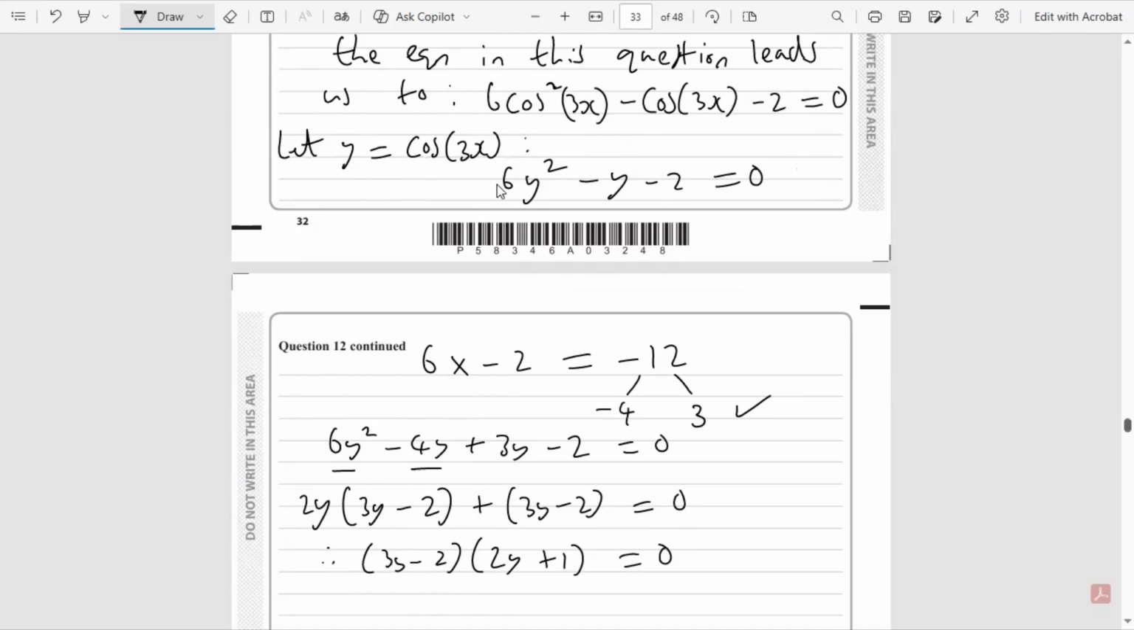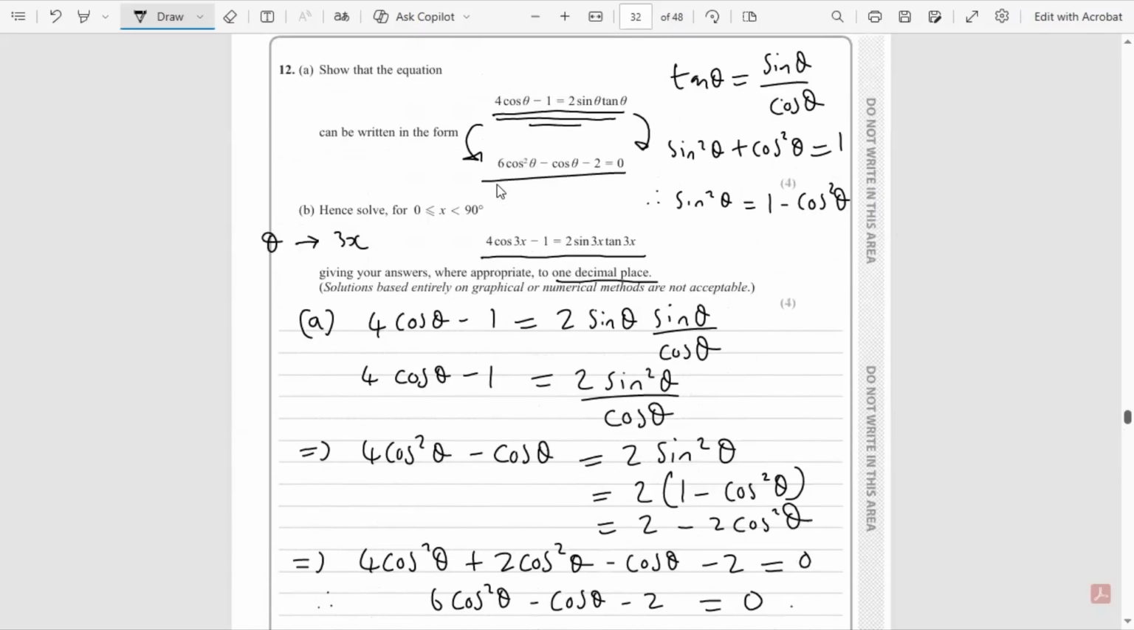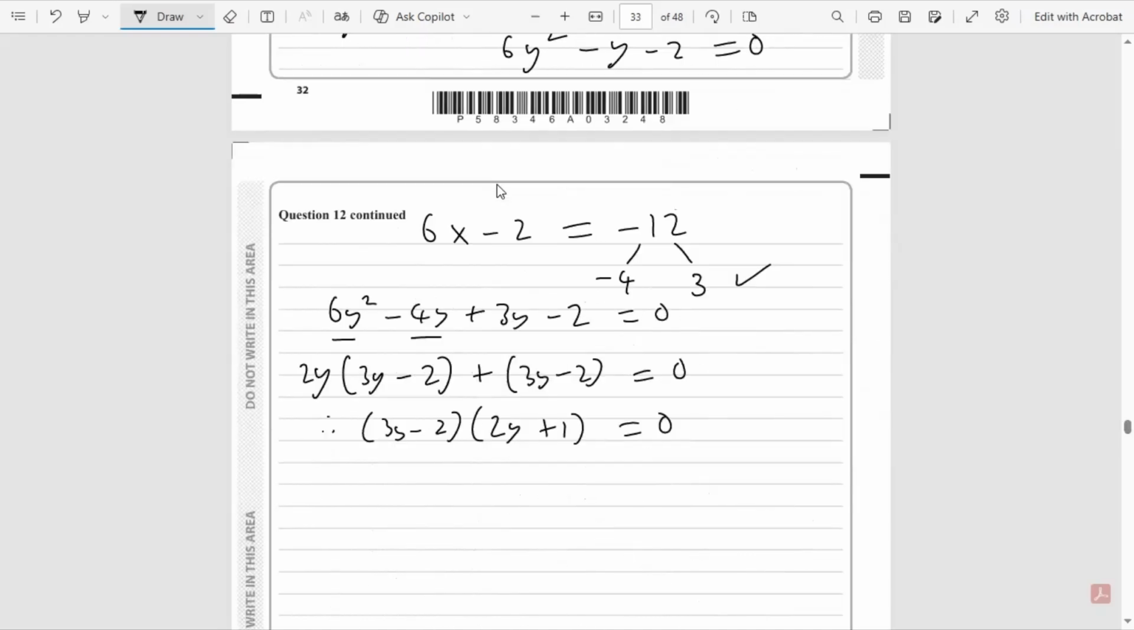So I've used quite a long-winded method there to factorize this, just because if we go back to here, in the question, it says solutions based entirely on graphical or numerical methods are not successful. So I just want to show the examiner sufficient working here with this question. So we factorise that. So therefore, it's clear that y is equal to 2 over 3 or y is equal to minus 1 over 2.